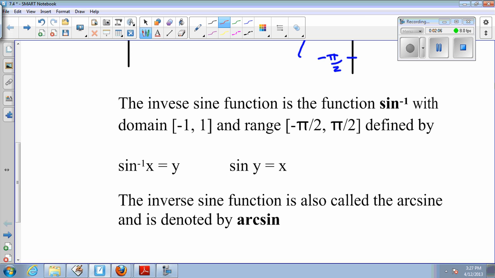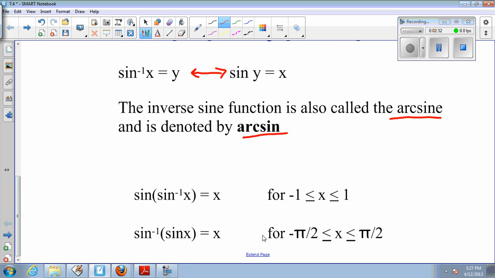The inverse sine function is the function inverse sine with domain -1 to 1 and range -pi/2 to pi/2, and is defined by inverse sine of x equals y, therefore sine of y equals x. It's also called the arc sine, which we have used in previous lessons. Here are some general properties. Sine and inverse sine undo each other, so you get out x. And these are our domains.